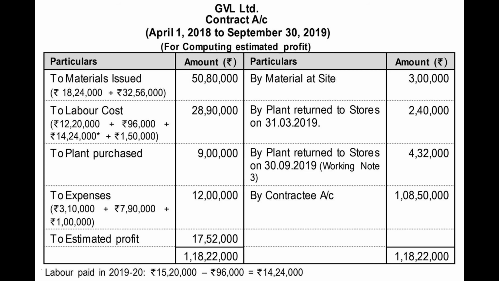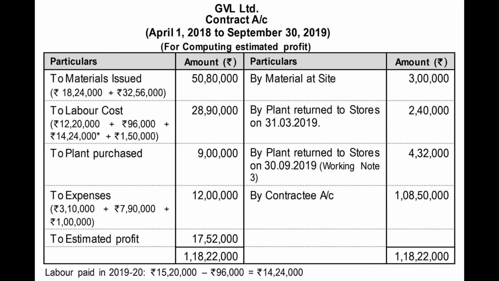Plant returned to stores as on 31st March 2019. Go to credit side. Plant returned to stores as on 31st March 2019. That means after considering depreciation, write on the credit side 2,40,000. So there is two classification. Out of total plant 9 lakhs, 3 lakh was considered as a return to store. That is a historical cost. From historical cost, we have to provide depreciation. After providing depreciation of 60,000, then the resulting figure 2,40,000 should be updated on the outer column.